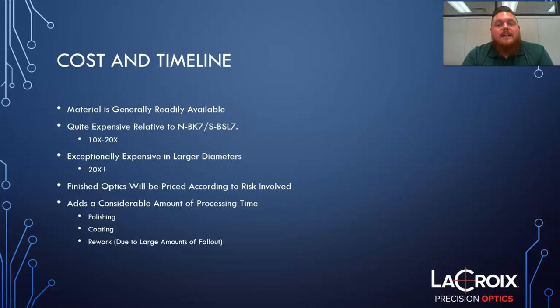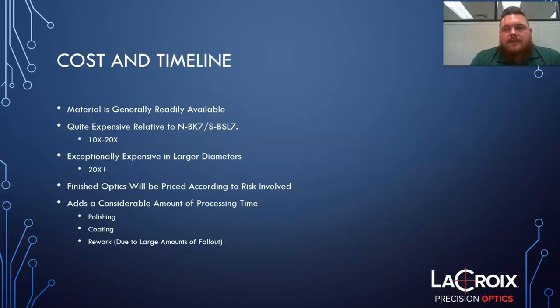The downside is, although it is readily available, it is quite expensive, or the material cost is quite expensive relative to, say, an MBK7 or an SBSL7, which is just kind of the general reference that is always used. So we will normally see anywhere from 10x to 20x the price of an MBK7 or SBSL7 blank of a reasonable size or a normal size. In certain cases, if the size exceeds, say, in the realm of 80 millimeters to 100 millimeters, the blanks can become exceptionally expensive, and we can see material prices upwards of 20x plus of MBK7 or SBSL7.